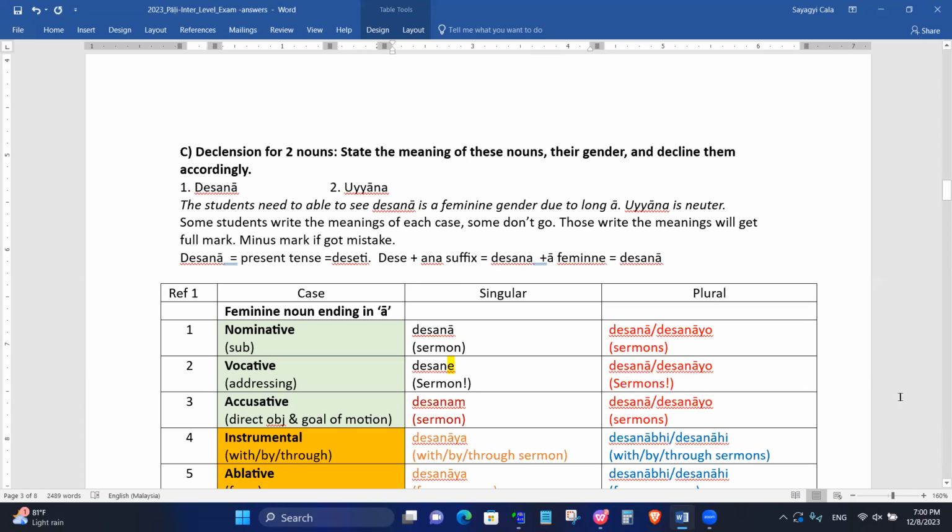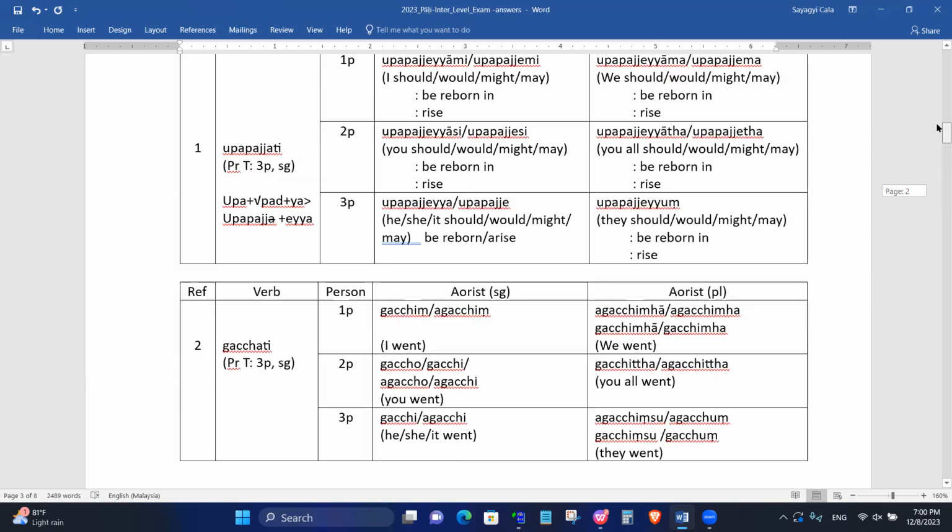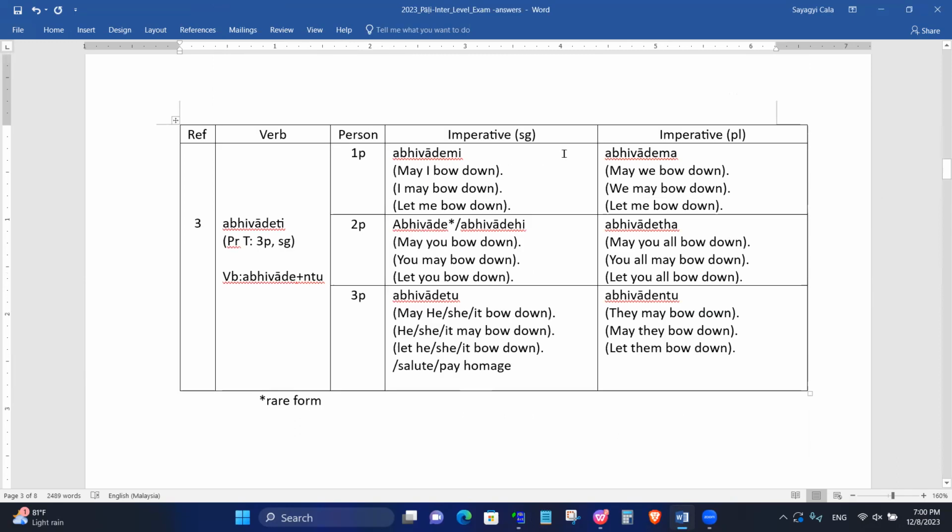Sajin, may I ask, when you put rank form, does it mean that it's irregular verb? Not rare form, it means that it is seldom come out. It's not so common.